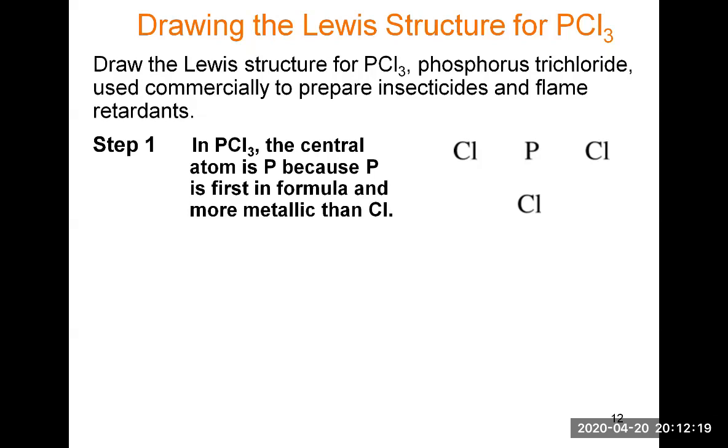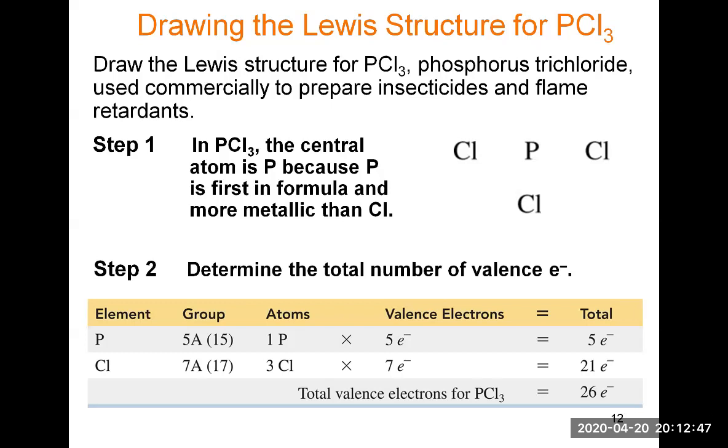Next, you want to calculate the total number of valence electrons. Looking at P in the periodic table, it's in group 5A. So P provides 5 electrons. There is only one P. And chlorine in group 7A has 7 valence electrons. There are 3 chlorines, so 3 chlorines times 7 electrons each. That's going to be 21 electrons from the 3 chlorines. Plus the 5 from the phosphorus, that's 26 electrons total for the structure PCl3.